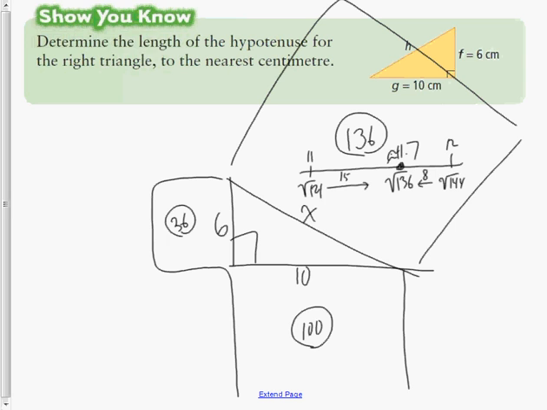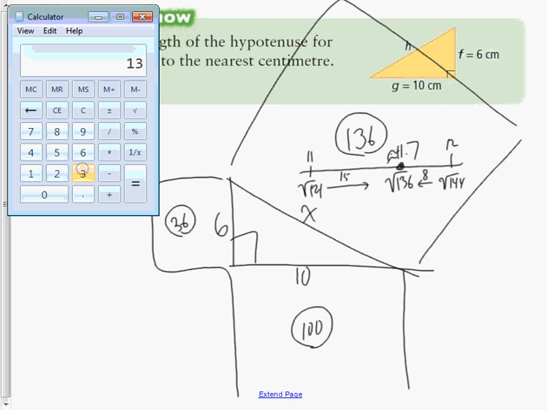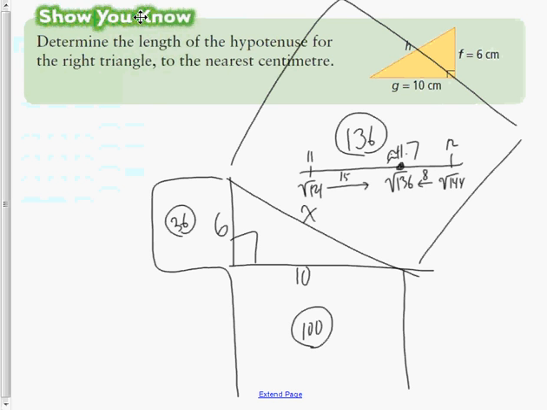Take my calculator just to double check. The square root of 136 is 11 decimal 66. So 11 decimal 7 was a pretty good guess. So the hypotenuse, excuse me, is exactly equal to, this is actually an important thing. So what is the length of the hypotenuse? Well, the length of the hypotenuse is exactly the square root of 136, or approximately 11 decimal 7 centimeters. This is the exact length. This is the approximate length.